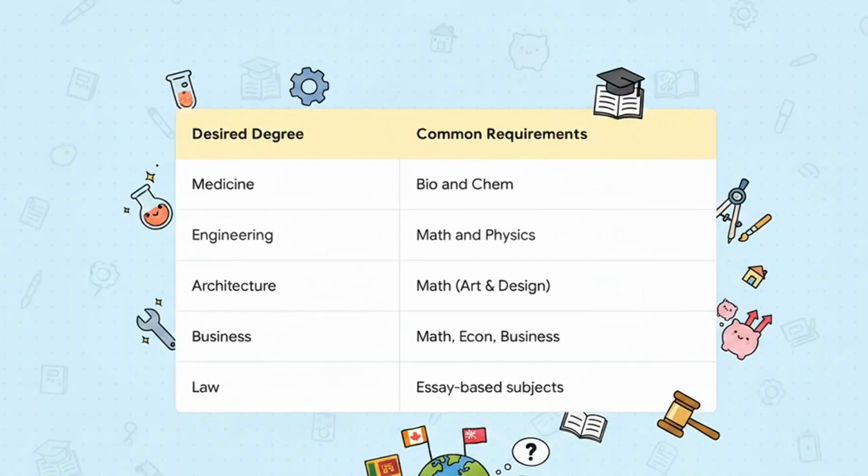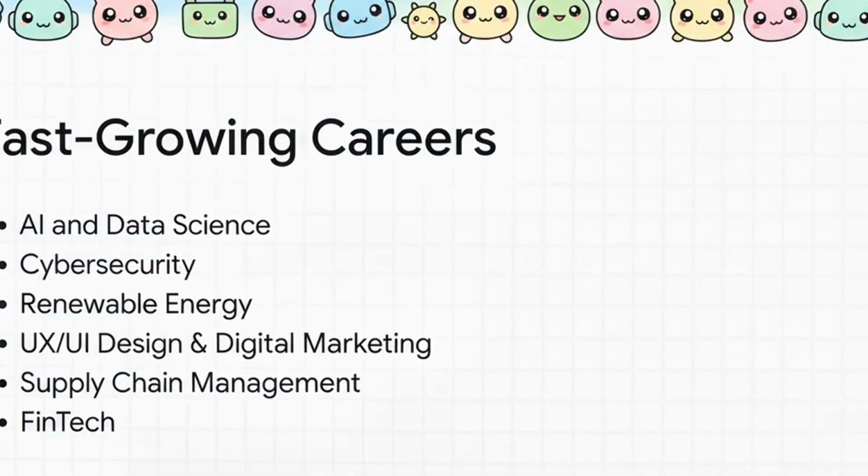Architecture often requires mathematics and, in many cases, an art and design portfolio. Business related degrees may recommend mathematics, econ, or business studies. And law usually benefits from strong essay-based subjects such as English, history, or politics, helping you develop analytical and critical thinking skills. However, here is something extremely important.